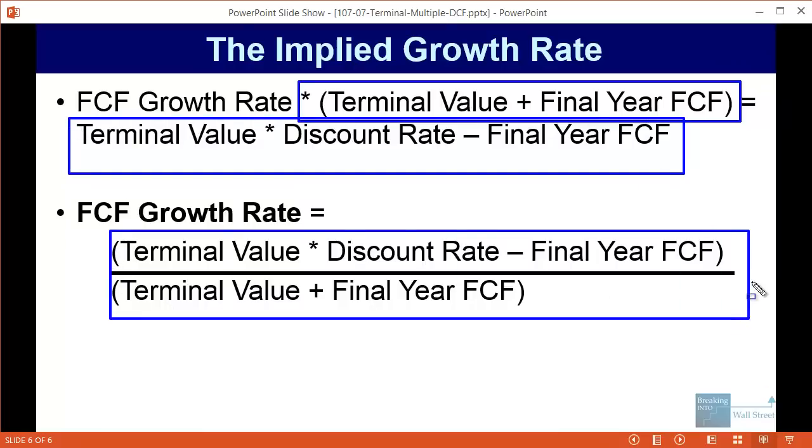formula. Terminal value times discount rate minus the final year free cash flow, all divided by parentheses terminal value plus final year free cash flow, close parentheses. And that's how we got our formula.